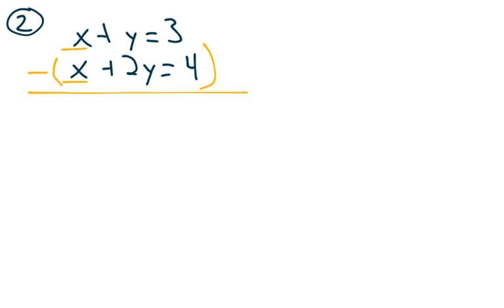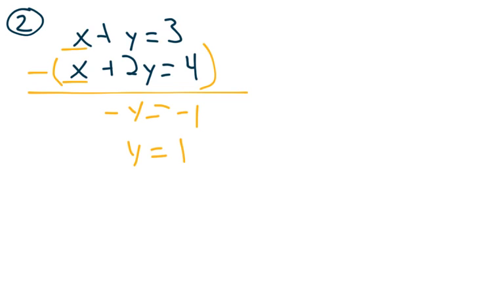x minus x is 0. y minus 2y is negative 1y. 3 minus 4 is negative 1. So if I've got negative y equals negative 1, that means positive y would be positive 1. Just divide both sides by negative 1.